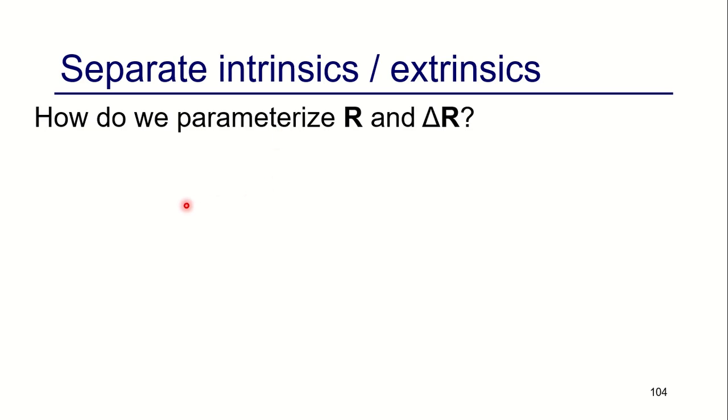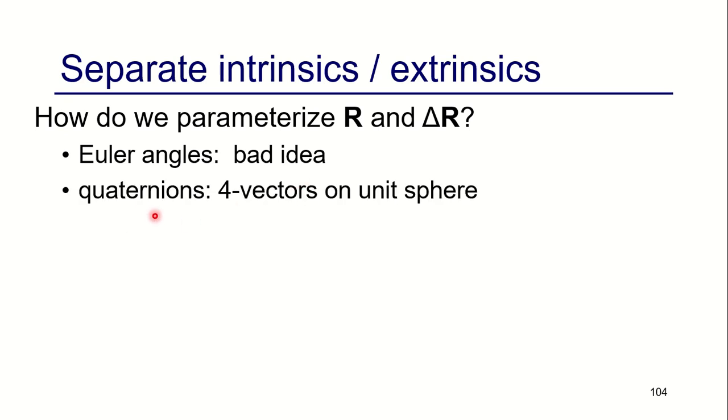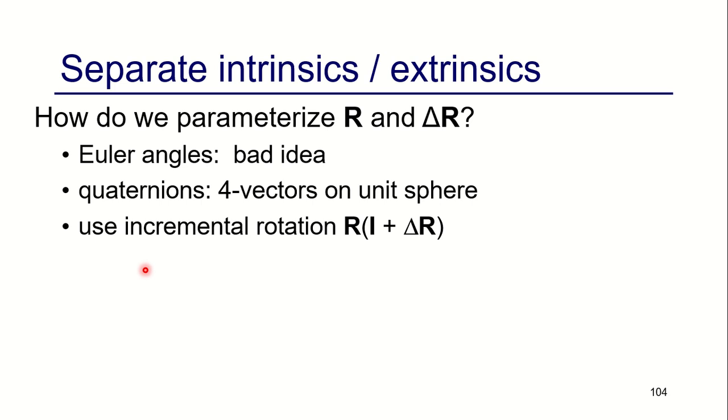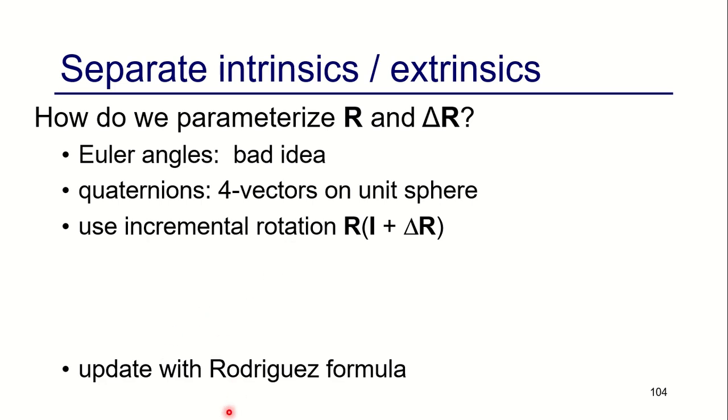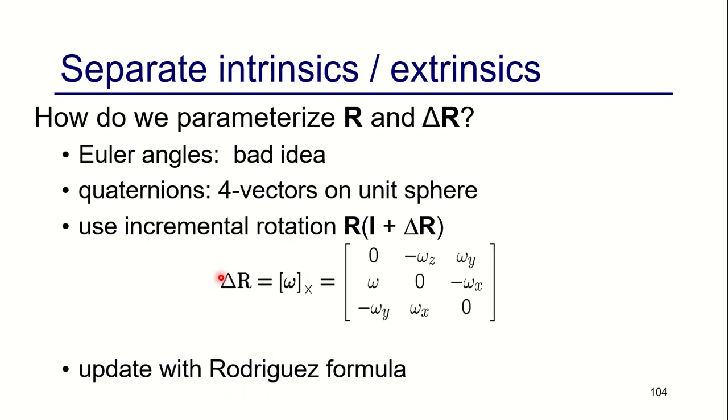Separate intrinsics or extrinsics. How do we parameterize this R and del R? So use Euler angles, which will be a bad idea. You can use quaternions. We will have 4 vectors on unit spheres, and use incremental rotations where R of i plus del R. You increment it and replace it with your R. And you also update with the Rodrigues formula. This is your equation for the del R.